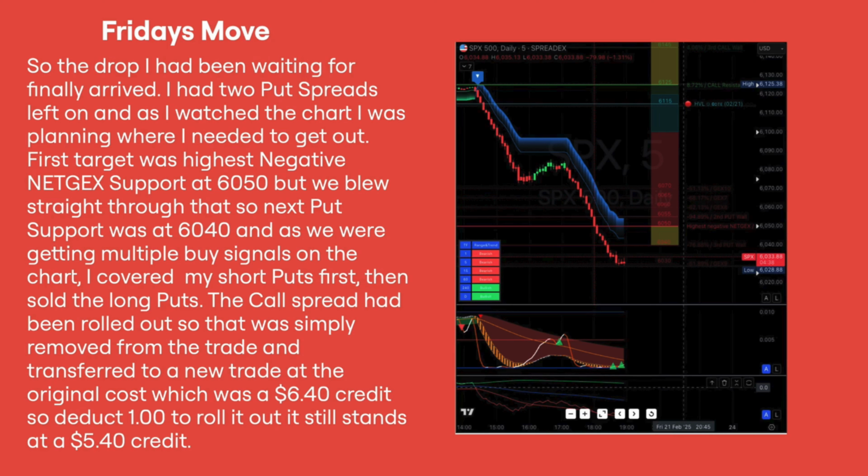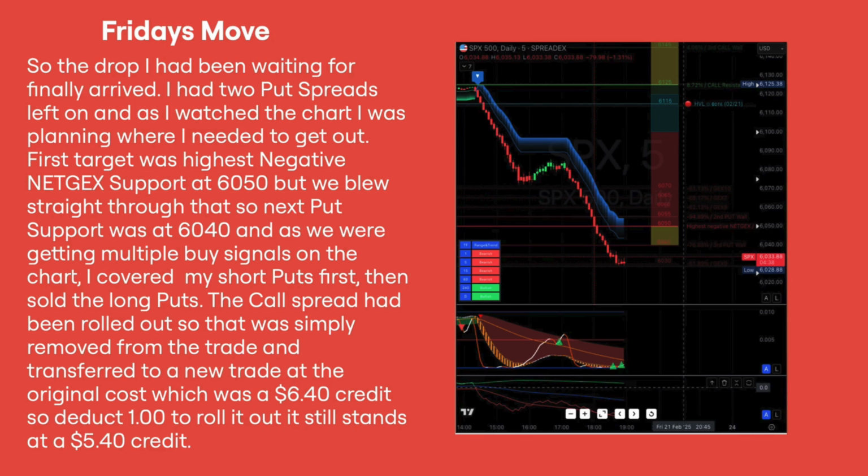So the drop I have been waiting for all week finally arrived. I had 2 put spreads left on, and I watched the chart as I was planning where I needed to get out of the trade. First target was highest negative net GEX support at 60.50, but we blew straight through that. So next put support was at 60.40, and as we were getting multiple buy signals on the chart, I covered my short puts first, then sold the long puts.